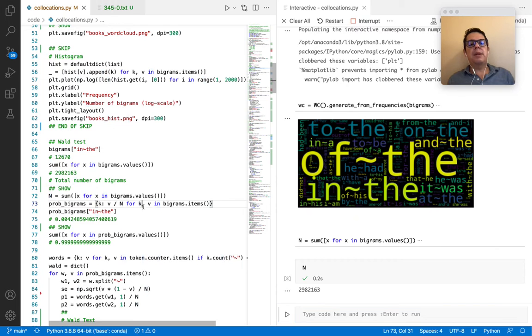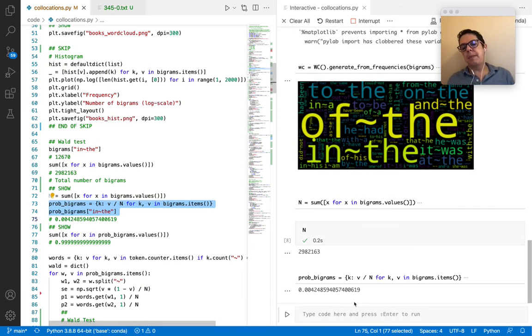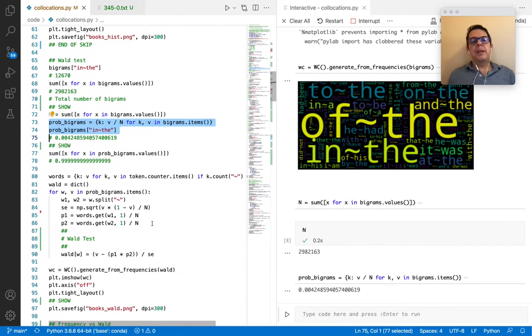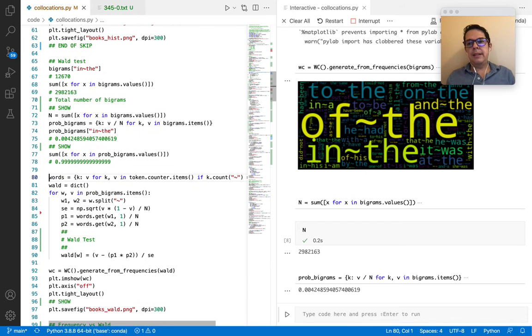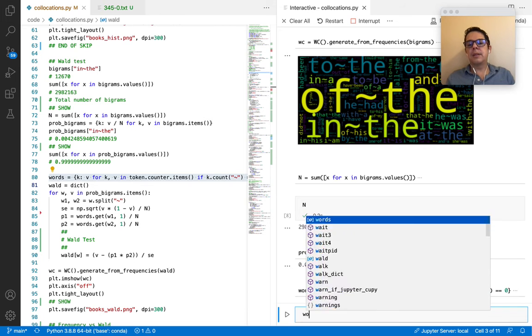With that value, we can compute the probability of seeing a particular bigram. And also with the words. Let me retrieve the words. A word is a key in the dictionary that doesn't contain this symbol. This symbol is reserved to indicate that it's a bigram. And now we can obtain the words.